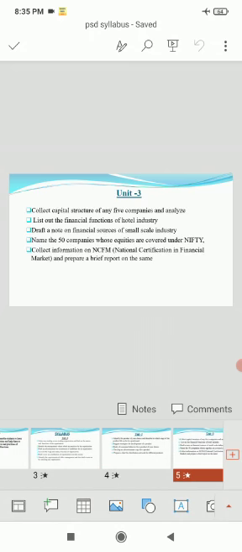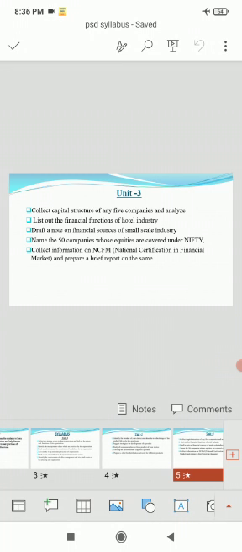Let us see the third unit. The third unit contains: collect the capital structure of any 5 companies and analyze. Here we have to select 5 good companies, study the capital structure of those companies and analyze those capital structures, and list out the financial functions of the hotel industry. We have to select any one of the hotel industries and study the financial functions here, and also draft a note on the financial sources of small scale industries.